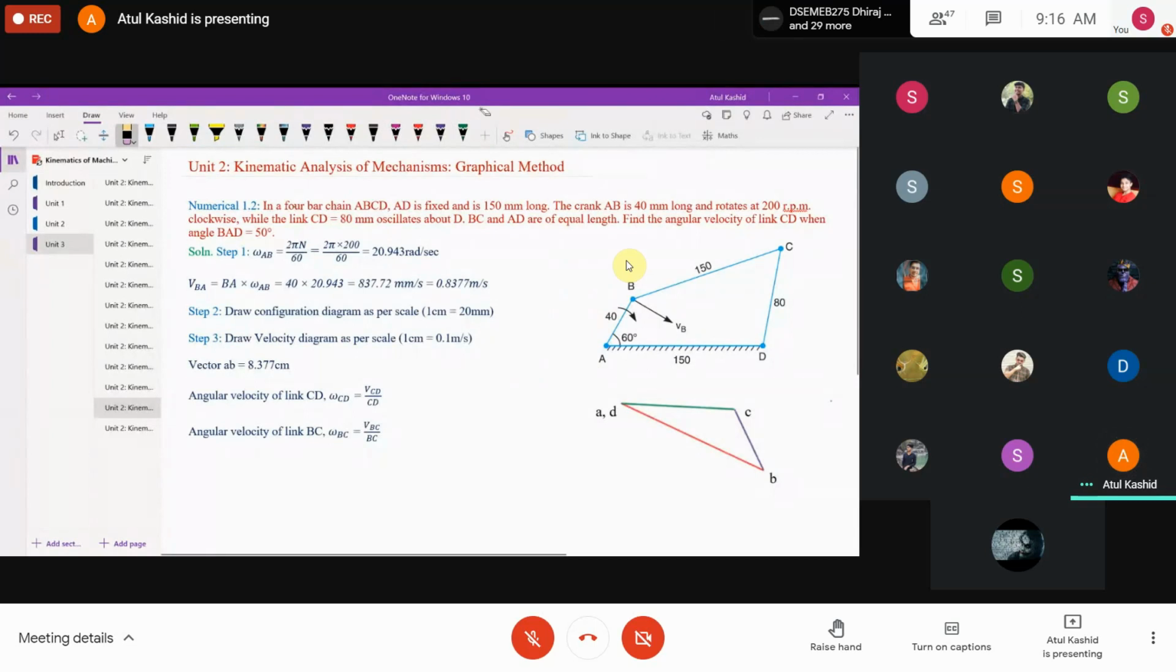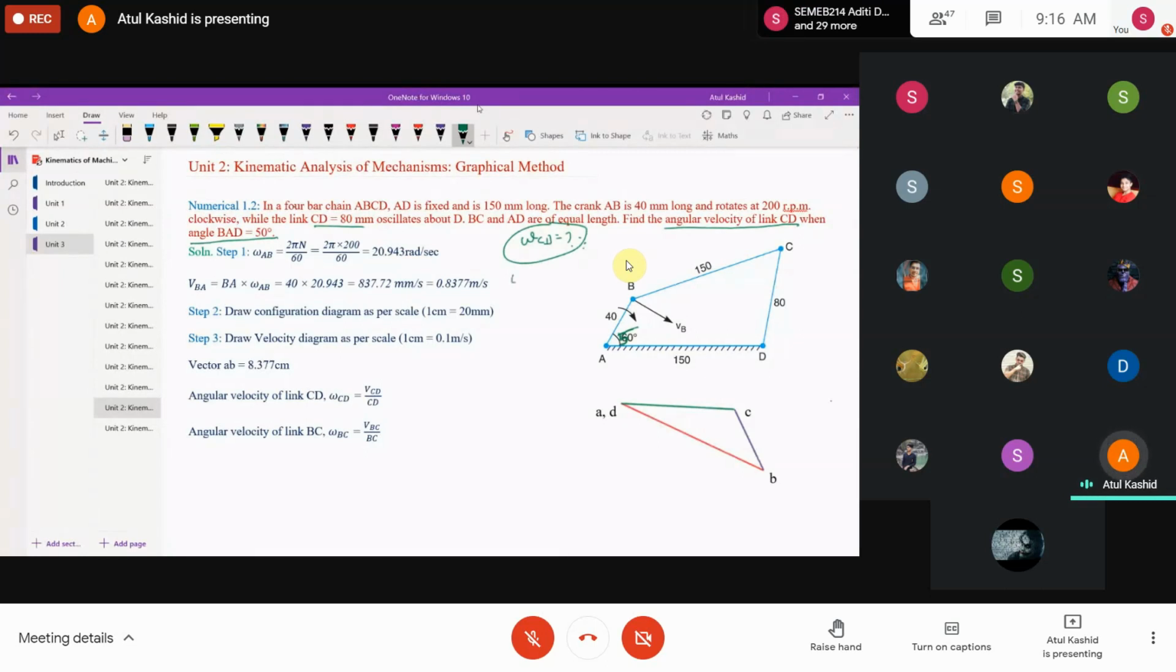Then the dimensions of the other links are also given. For example, the link CD, we know it is 80, right? Then BC and AD are of equal length. We have to find the angular velocity of the link CD when the angle BAD is 50 degrees, right? Yesterday I told you that there is one correction, so this angle is 50 degrees. So here what we need to calculate, omega CD we need to calculate. So omega CD, angular velocity of the link CD.